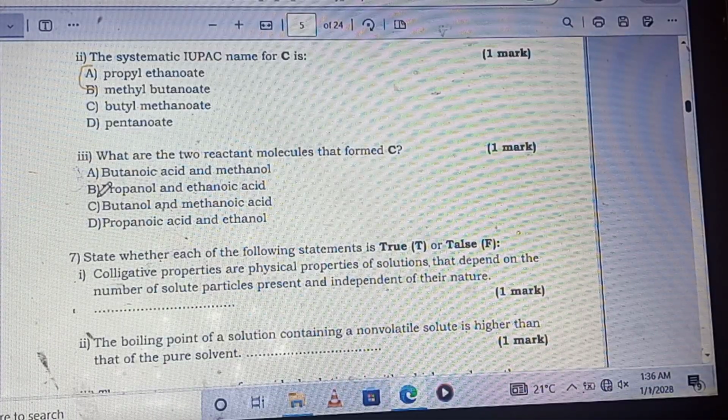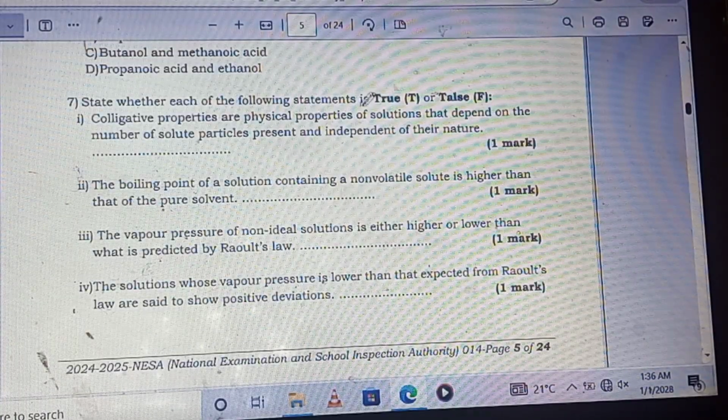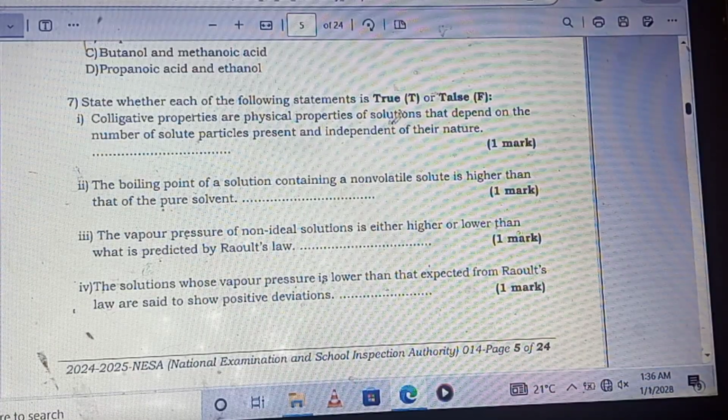The correct answer is letter B, propanol and ethanoic acid. Question 7. State whether each of the following statements is true or false. I1. Colligative properties are physical properties of solutions that depend on the number of solute particles present and are independent of their nature. What do you think? Is it true or false?